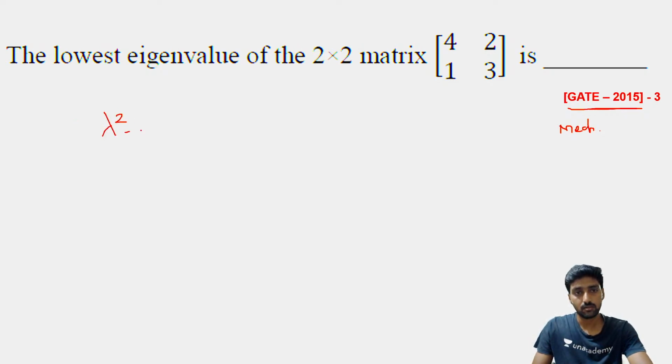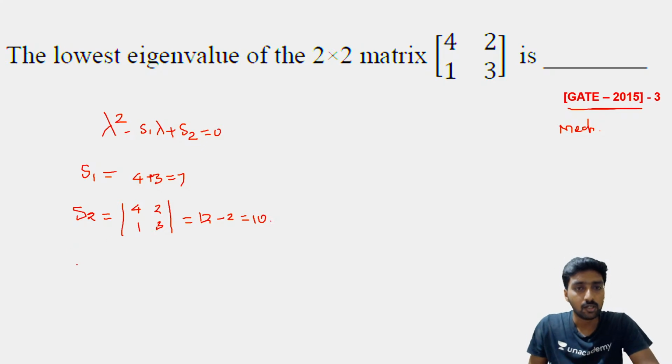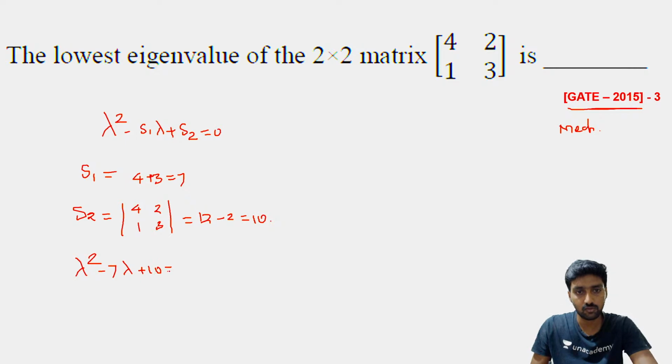Lambda square minus S1 lambda plus S2 is equal to 0. We are using the characteristic equation to identify the solution. S1 is equal to the sum of the main diagonal elements, 4 plus 3 is equal to 7. S2 is the determinant of the matrix, 4, 2, 1, 3. What will be the value? It's 12 minus 2, which is equal to 10. Now substitute: lambda square minus 7 lambda plus 10 is equal to 0.